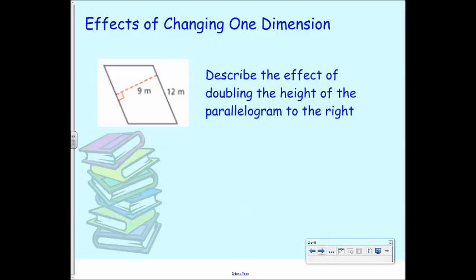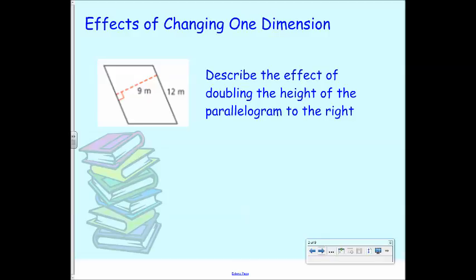Okay, so effects of changing some dimensions. What is a dimension? What does that mean? If I tell you you have a rectangle and the base is 7 and the height is 12, what are the dimensions? Height and base. Yeah, dimensions are just the measurements. So dimensions of a figure are just measurements about that figure. In this case, I want to describe the effect of doubling the height of the parallelogram to the right. So what is the height of this parallelogram?